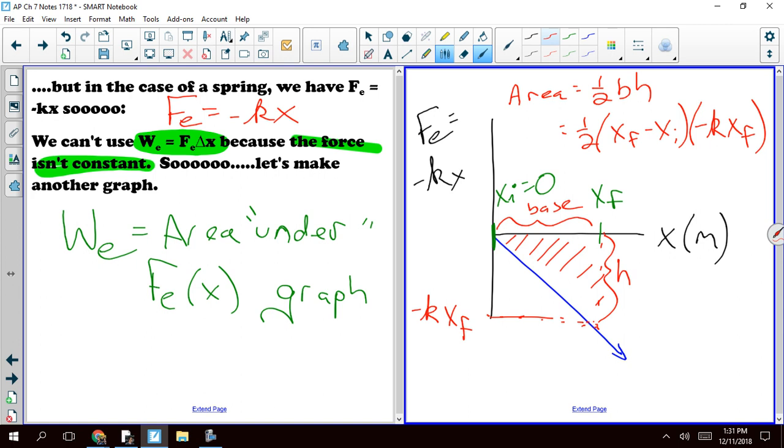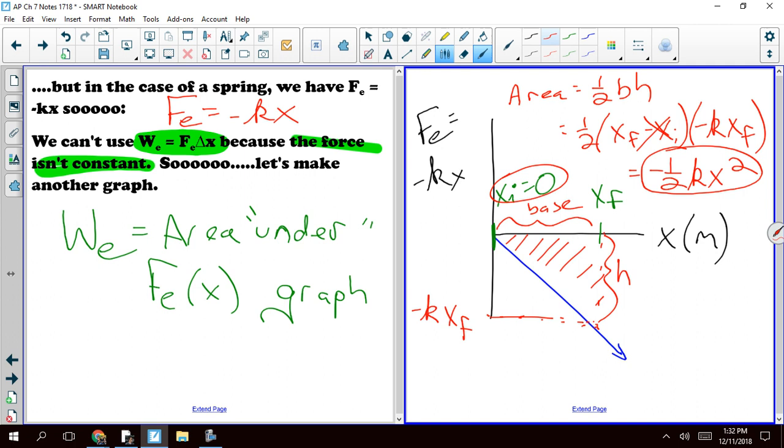Okay, well, let's see what that gives us. We decided that our x initial was going to be 0 for simplicity, right? So this guy goes away, and now I'm looking at negative 1/2 k times x final squared. Huh, that's almost the exact same as the elastic potential energy equation, right?